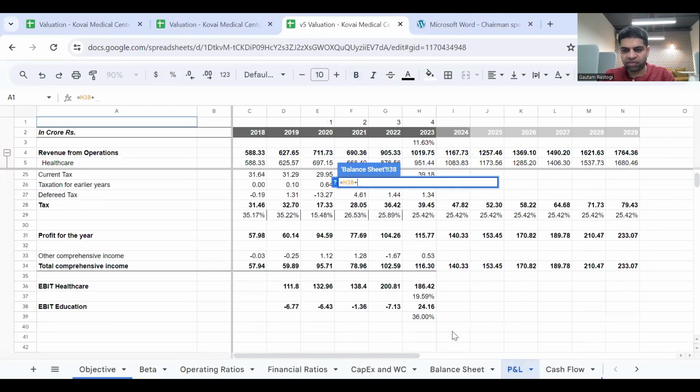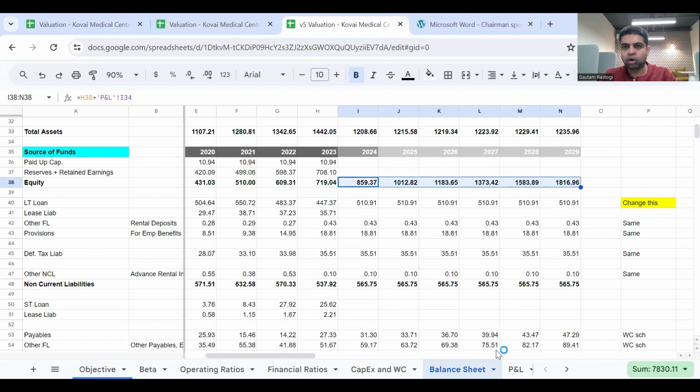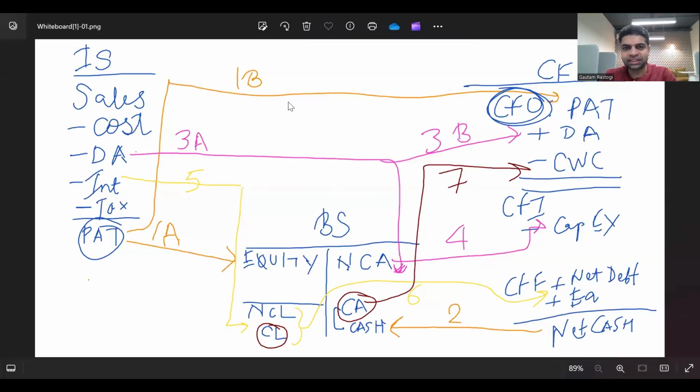So the profit after tax is this amount. Now I add it to equity and let's drag it. If you look at this whiteboard over here, this 1A has been completed as well. We have completed 3A, we have completed 1A.